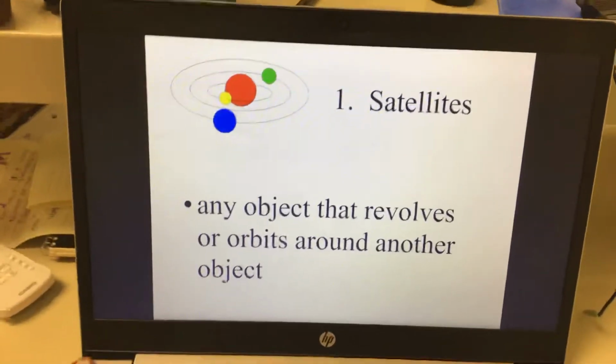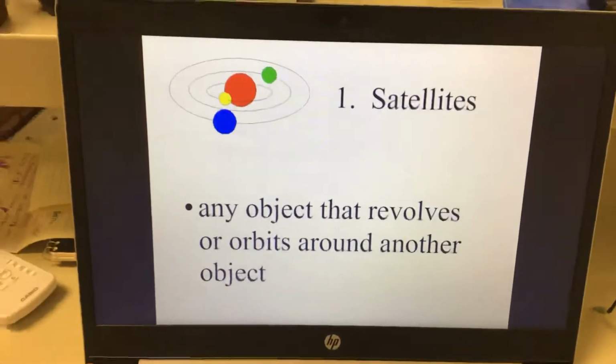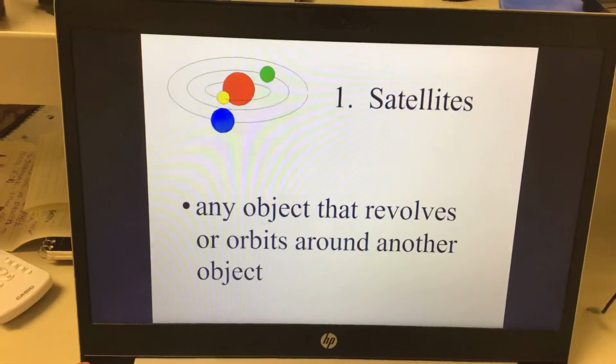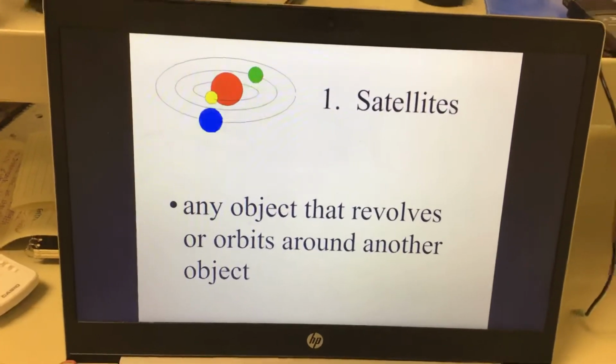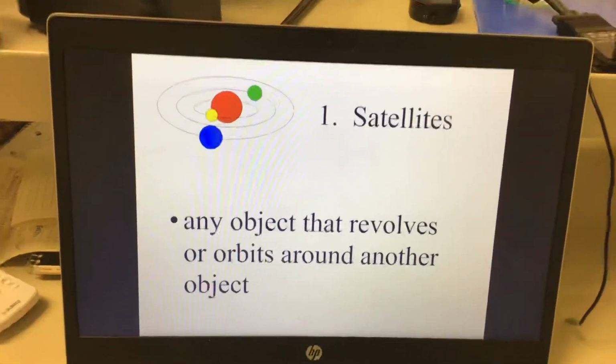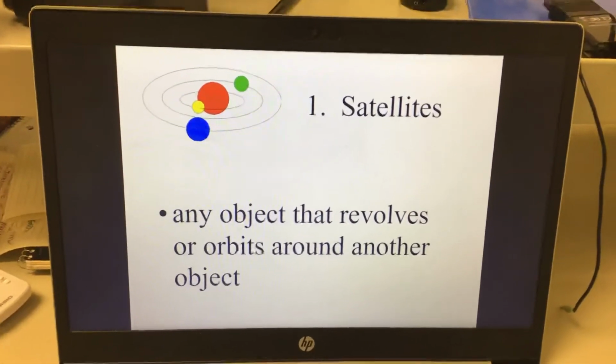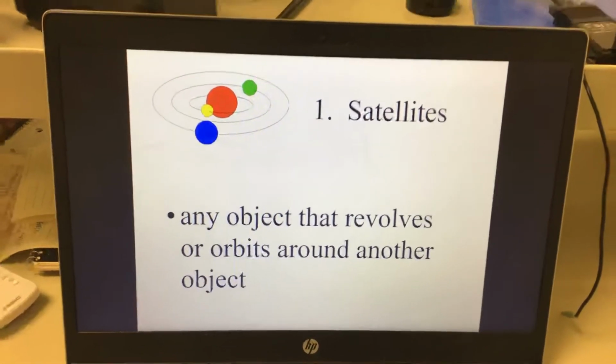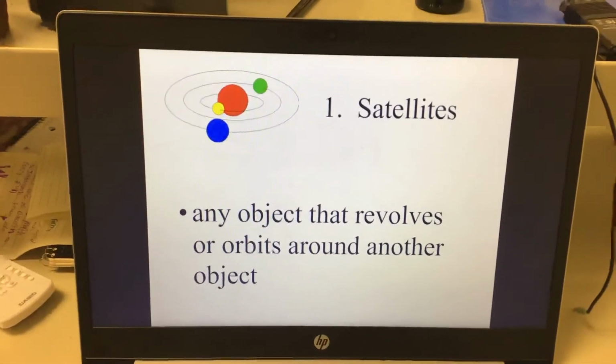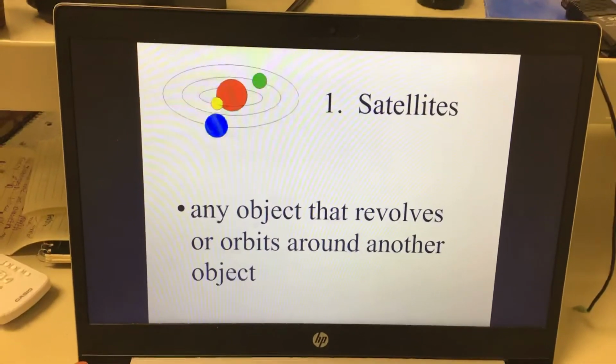Let's start with satellites. A satellite is any object that revolves or orbits around another object. There are natural satellites. For example, the moon is a natural satellite to Earth. It orbits or revolves around the Earth. The Earth is a natural satellite to the sun. We orbit around the sun.